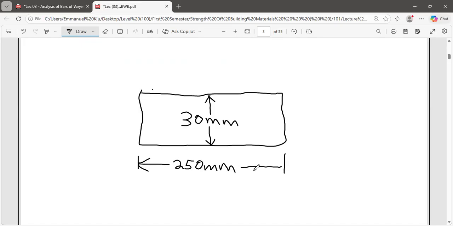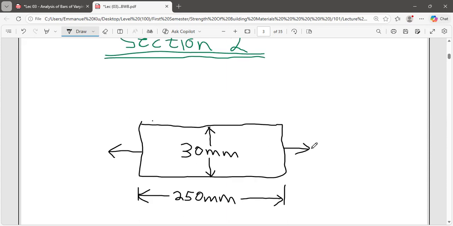This is in tension, as you are seeing. The load is 35 kilonewton, so I'm going to write here 35,000 Newton. They are all in tension, so we are going to do the same thing for all. So that is 35,000 Newton.